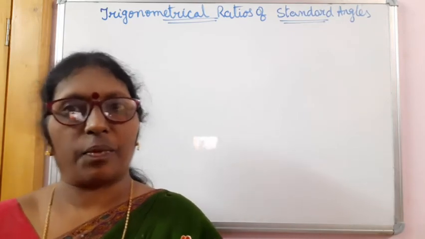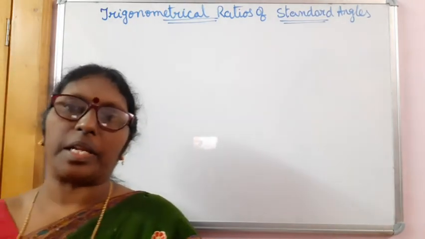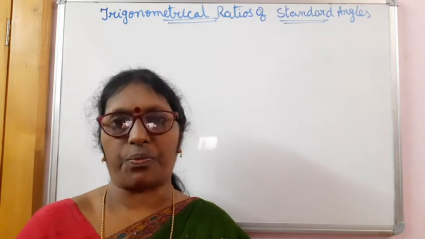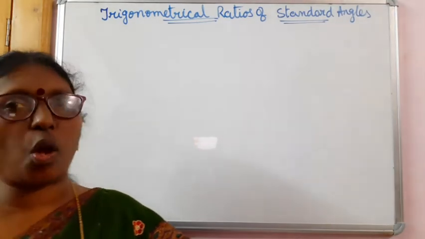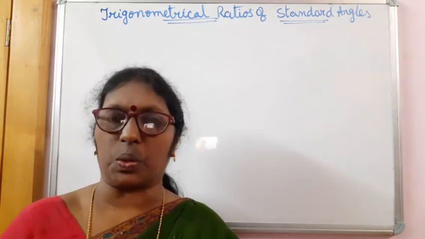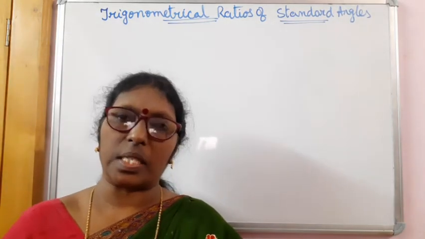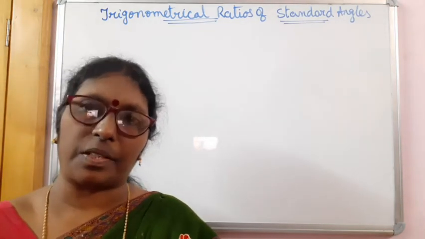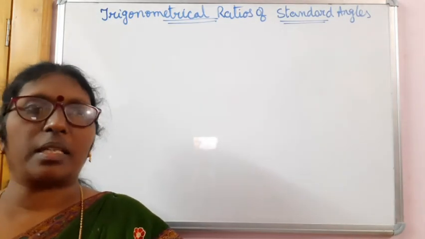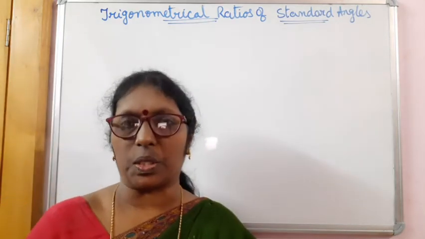Today let us have the chapter trigonometrical ratios of standard angles. What are these? Already you have learned what trigonometrical ratios are: sin theta, cos theta, tan theta, cosec theta, sec theta and cot theta. These are the 6 trigonometrical ratios.